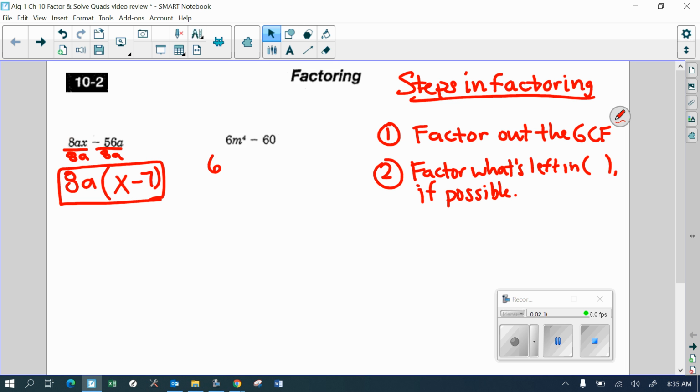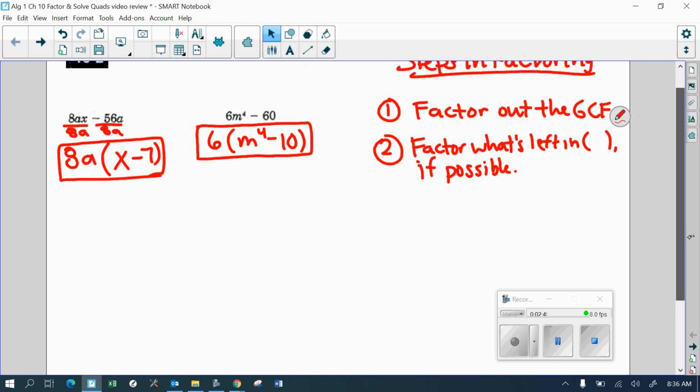Here I can take out a 6 only, and I'm left with m to the 4th minus 10. Then I ask myself, does m to the 4th minus 10 factor more? No. Now, when we say factor more, we're always talking about factoring over the integers, not over the real numbers. College, they might have you do it over the real numbers, and then that could factor more. But we're not doing that. Your teacher might teach you that in Algebra 2, more than likely not. It might teach you in pre-calculus or calculus, or they might not teach you, period. Okay.